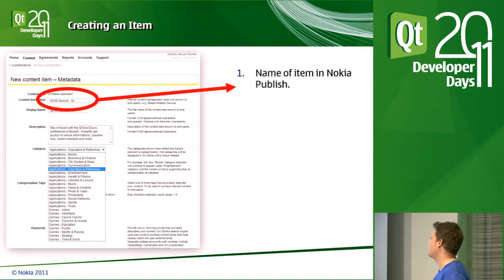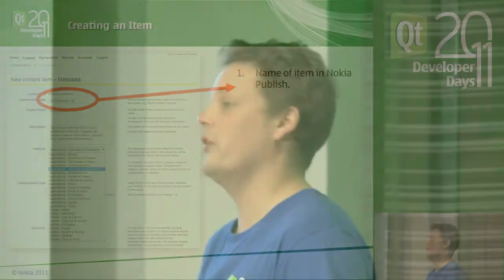The first item here is the content file name. Note, this is not seen by end users. This is here simply to help you manage all the content you might have in the store. So you might have a Qt version of this application, and then maybe you have a Java version as well to service other devices. So really, this is just here to, once again, help you manage all your uploads.